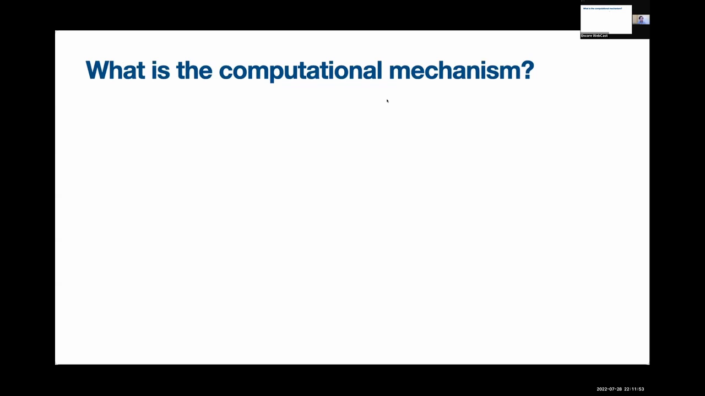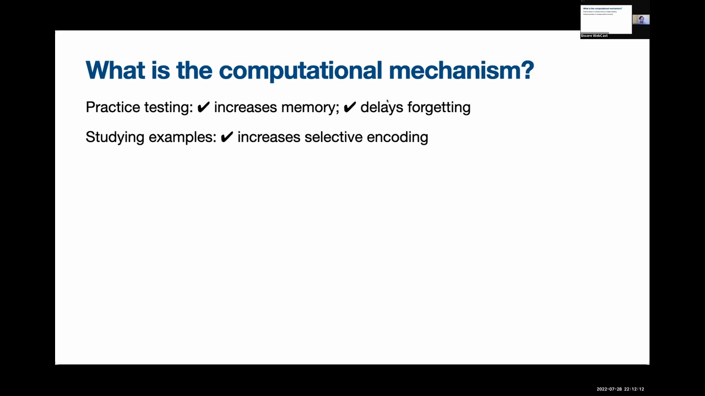Okay, so I have empirically demonstrated the effect. How can we specify the computational mechanisms, and can it yield similar results? Well, verbally, I hypothesize that practice testing increases memory and delays forgetting, right? I said that in the beginning. And that studying examples increases selective encoding. And so it's going to be helpful when that selective encoding is necessary, as when learning skills.